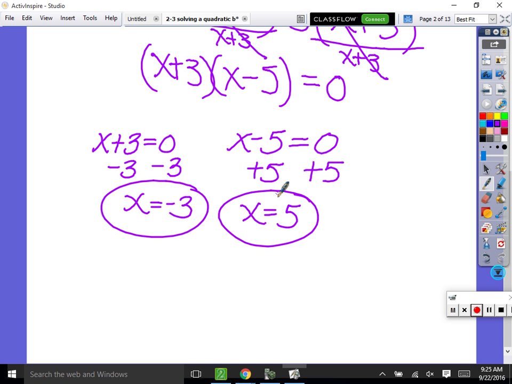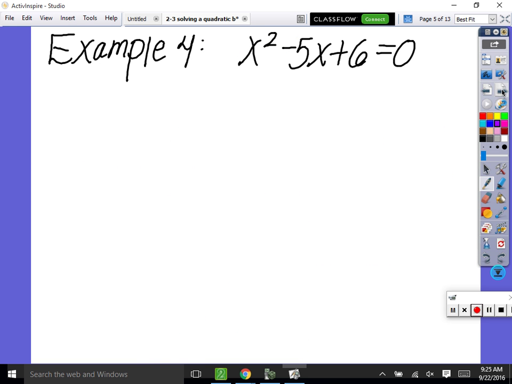So if we were to graph the original parabola, we would see that it's crossing the x-axis at those 2 places. We've just solved it by factoring. Okay, let's do another one. Here we go. Number 4. It says solve by factoring.